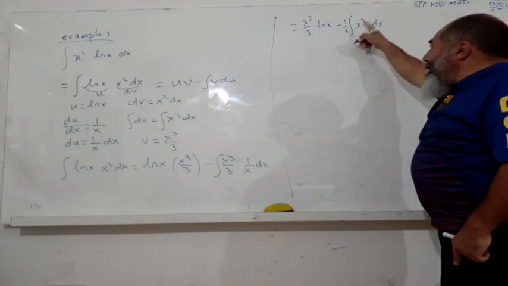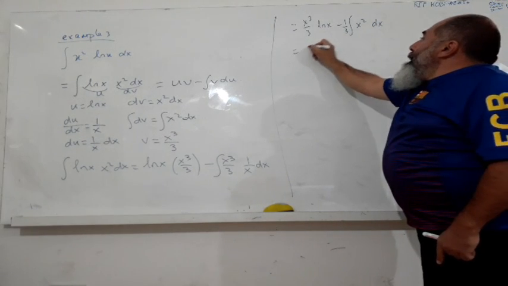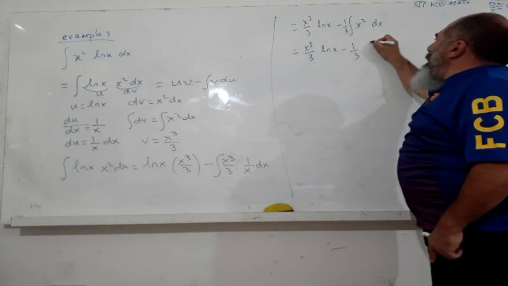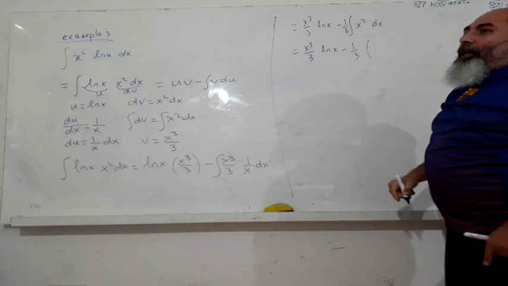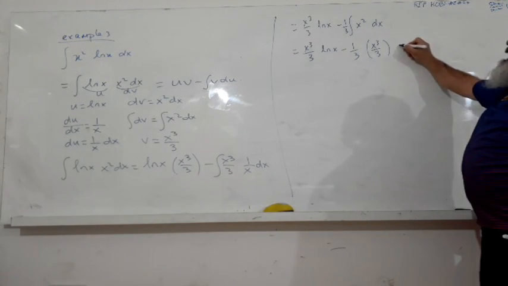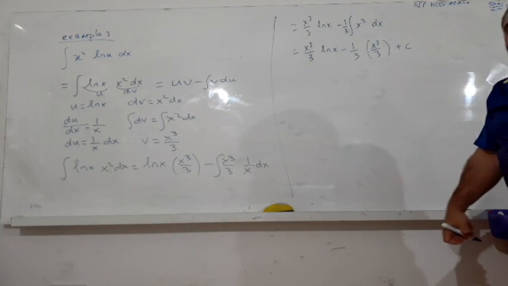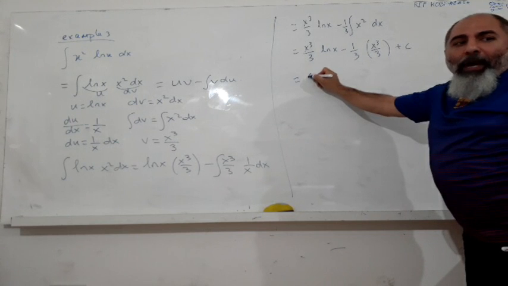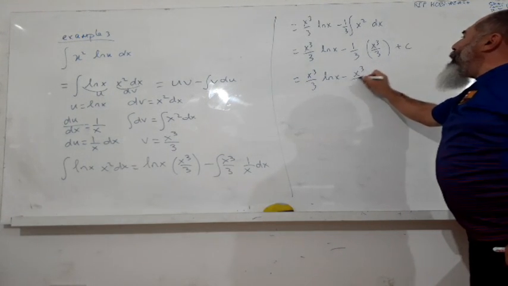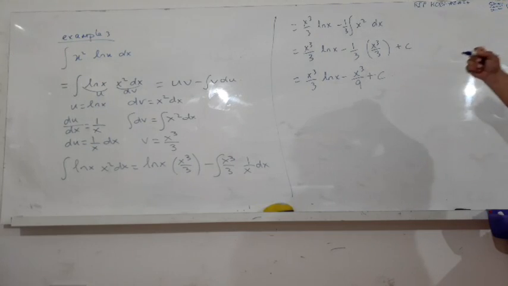So x cubed over 3 ln x minus 1 over 3. What is the integration of x squared? X cubed over 3. And at the end, we have to put a plus c there, which is the integration constant. So x cubed over 3 ln x minus x cubed over 9 plus c is the solution for x squared ln x.